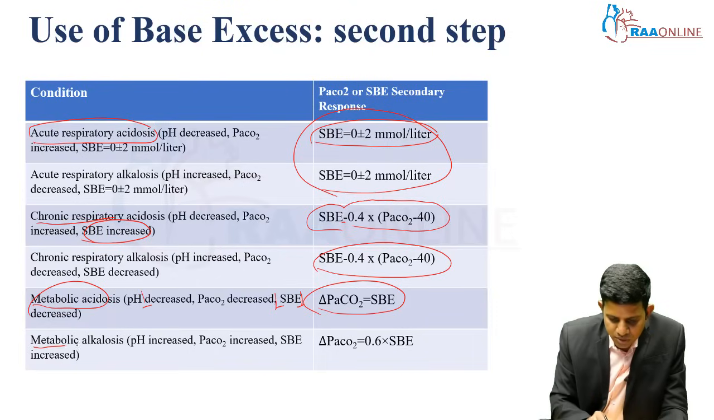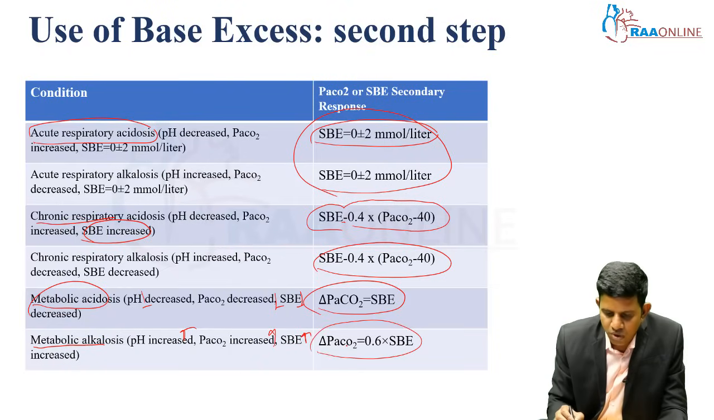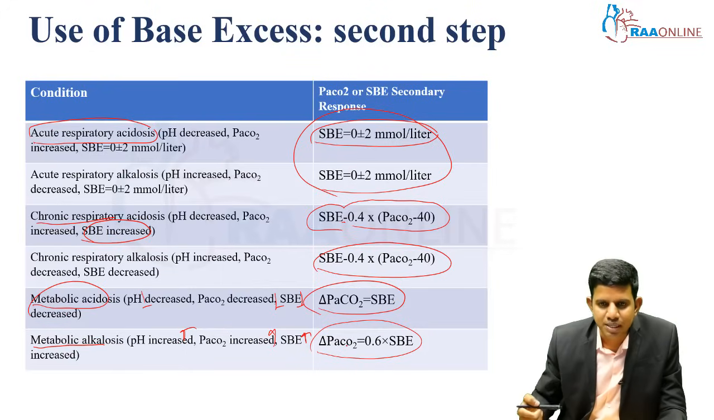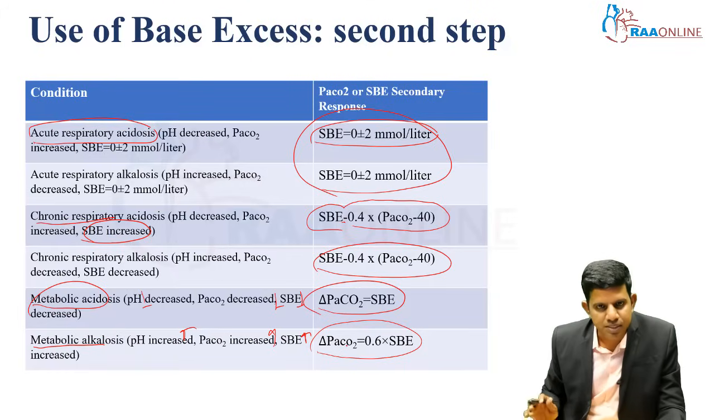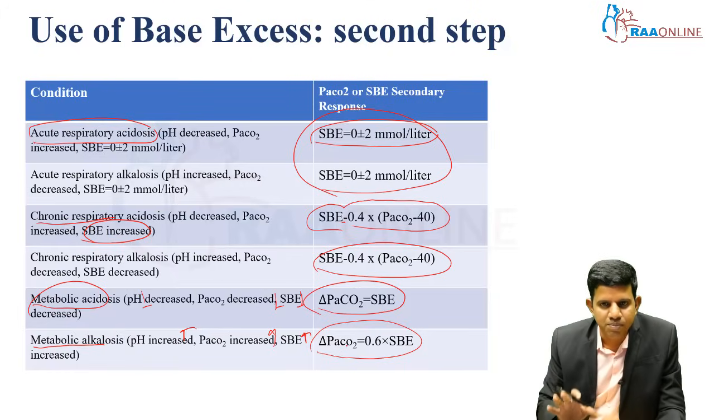In metabolic alkalosis, what is the response you will see? The pH will increase, the standard base excess will increase. As the secondary response, my PCO2 will also increase. There is a formula to calculate the expected PCO2 change in metabolic acidosis by using the standard base excess. These formulas have to be memorized.